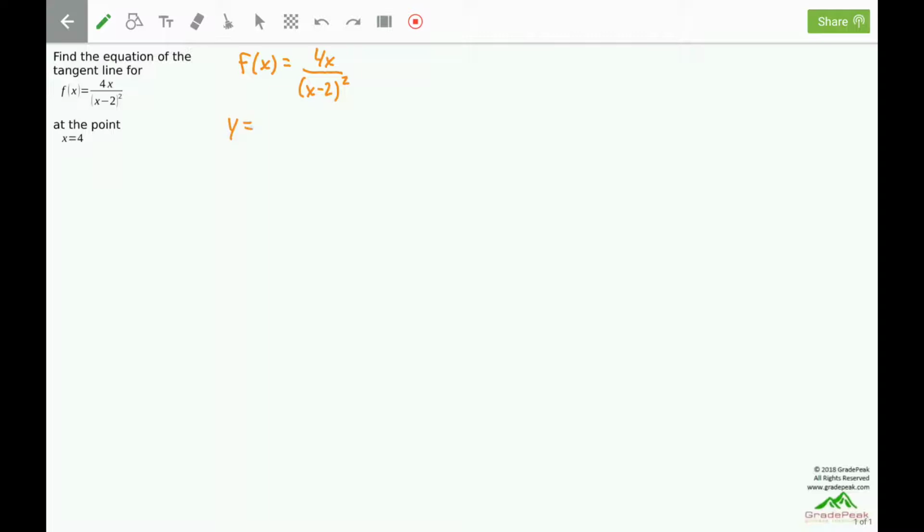So our y coordinate will be f of 4, plugging the x coordinate in, and it'll be 4 times 4 divided by (4 minus 2) squared. 4 times 4 is 16, 4 minus 2 is 2 squared, so we have 16 divided by 4, which comes out to 4. So we have an x coordinate of 4, and it turns out we have a corresponding y coordinate that's also a 4. So the point is (4, 4).